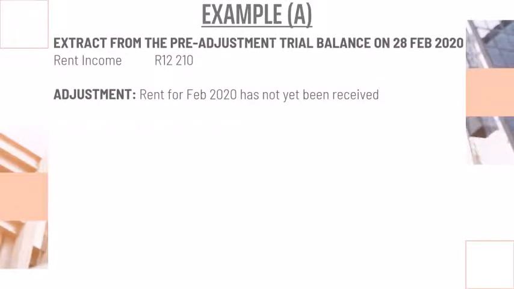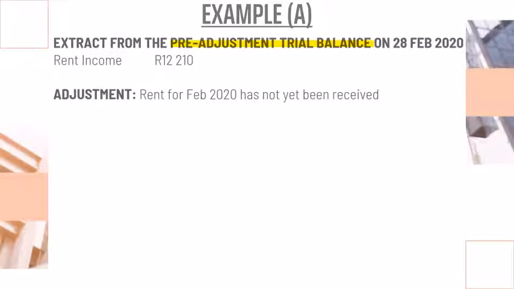Let's look at an example that might make it a bit easier. It says the extract from the pre-adjustment trial balance. The pre-adjustment trial balance is the trial balance that shows all of the money in all of the general ledger accounts at the end of the financial year, but before we started doing all of these adjustments. It's on 28 Feb 2020, which just shows you that this financial year ran from 1 March 2019 up until 28 February 2020.